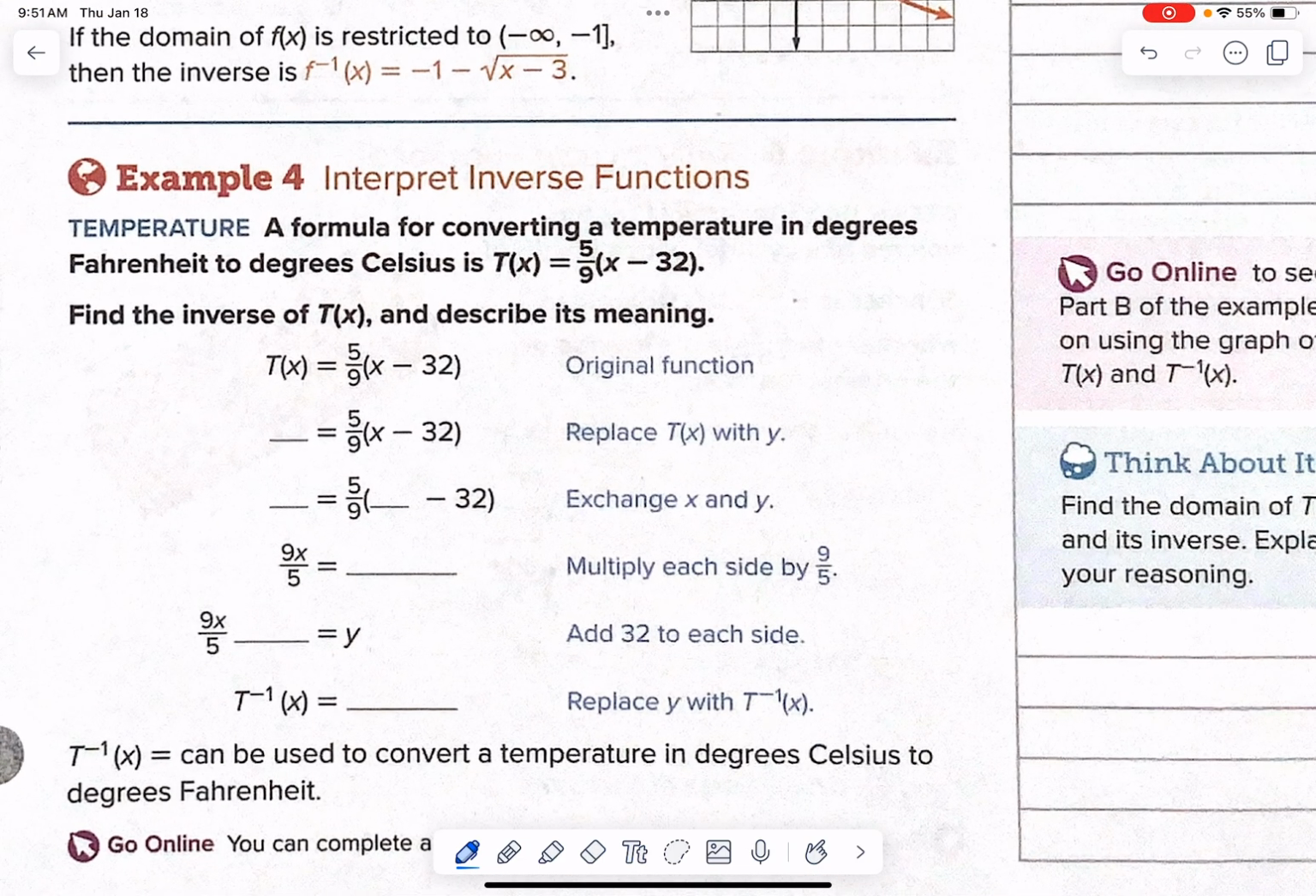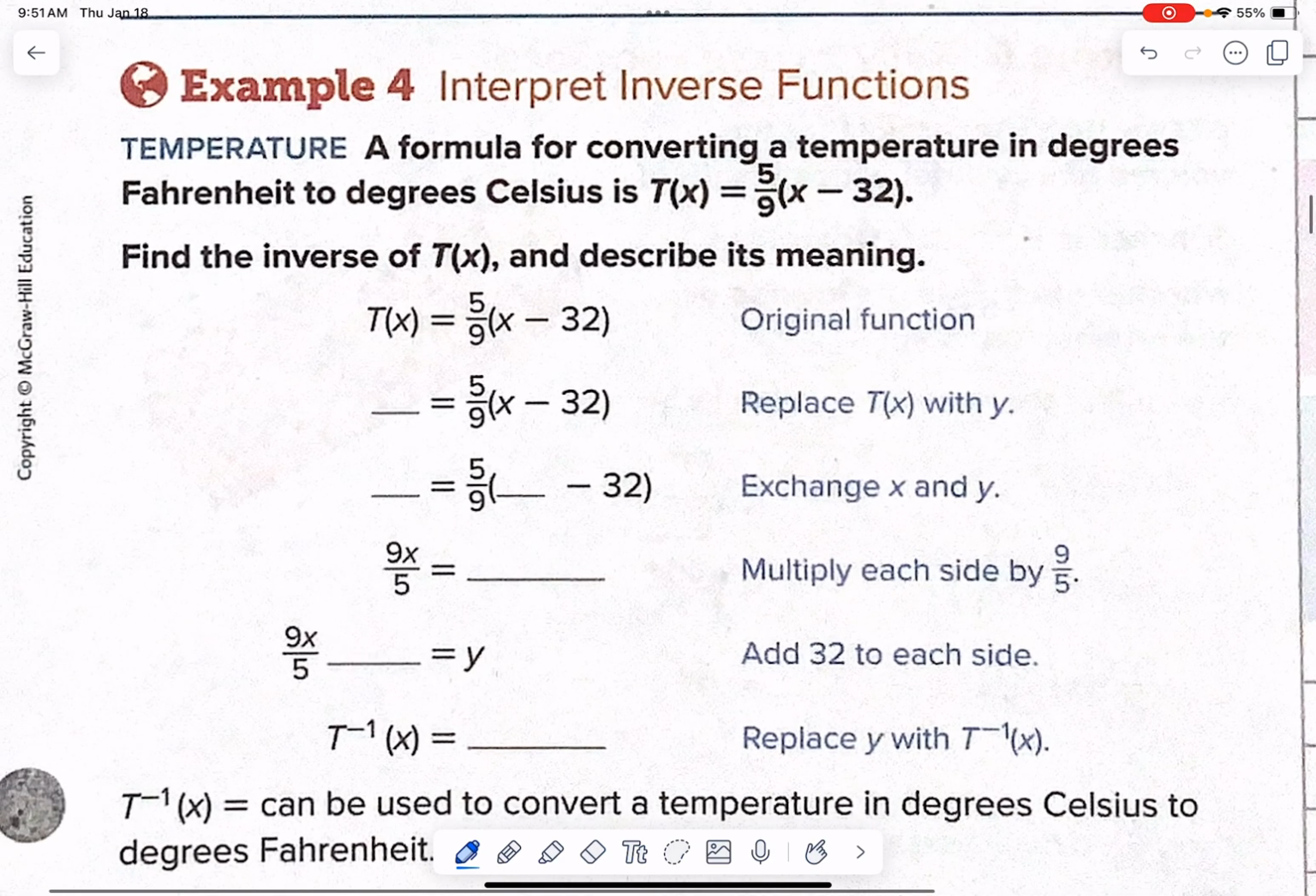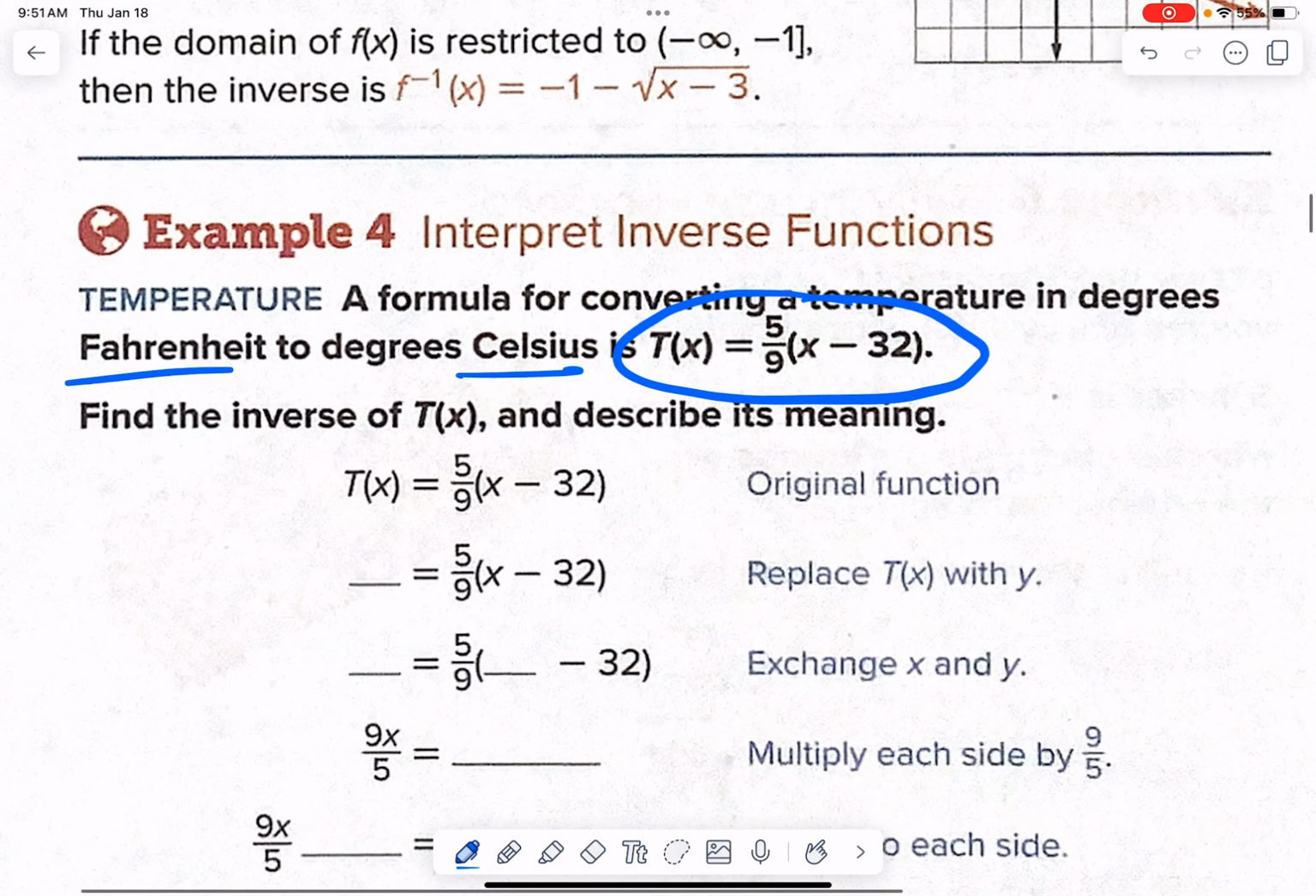So here's another one. We're trying to convert between Fahrenheit and Celsius. Some of you guys maybe have seen this equation before for temperature, okay? So this is a formula for converting Fahrenheit to Celsius.